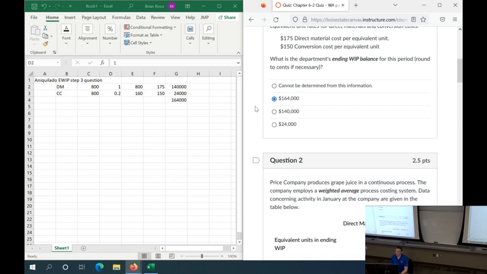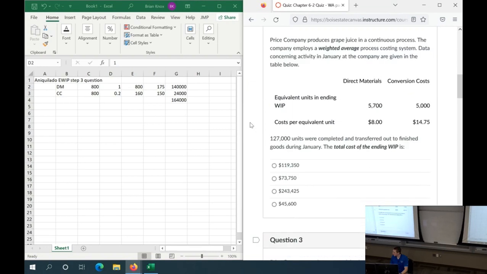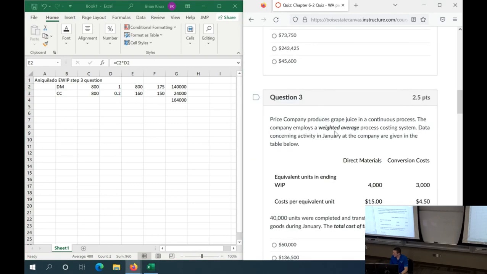I didn't get terribly imaginative with the distractors here. I just had the direct material cost and the conversion cost and the I don't know answer. All right, this is the exact same kind of question, asking for total ending WIP, and it's even easier. I give you the rates and the equivalent units. So I start you right here with those numbers, 5,700 and that 5,000 are effectively these two numbers right here. Okay, so we'll move past that one.